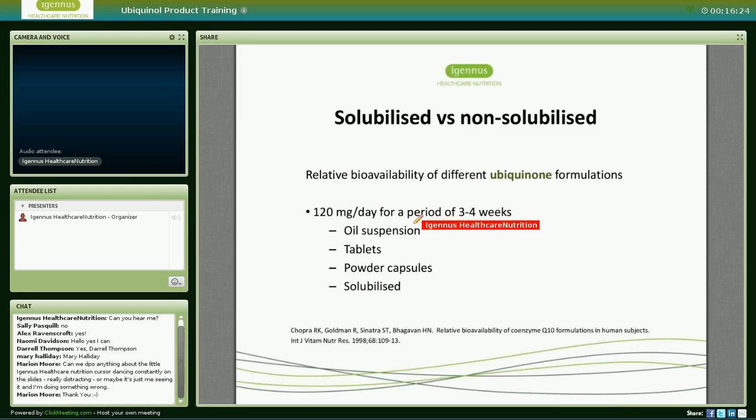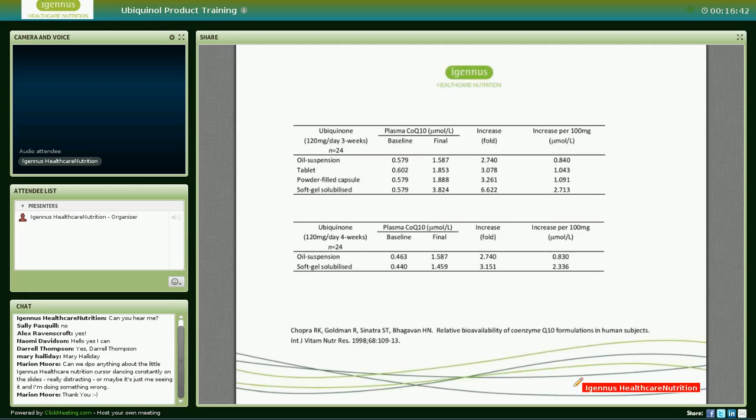3 of them were given non-solubilized versions. One was in an oil suspension, another one was in tablet form, and one was in powder capsules. The individuals were given 120 milligrams a day for a period of 3 weeks and for a period of 4 weeks. And I'm going to use my little pointer here just for a minute, because it helps me to clarify some of the areas.